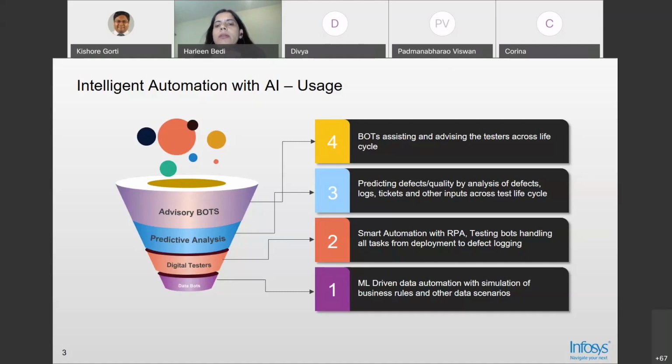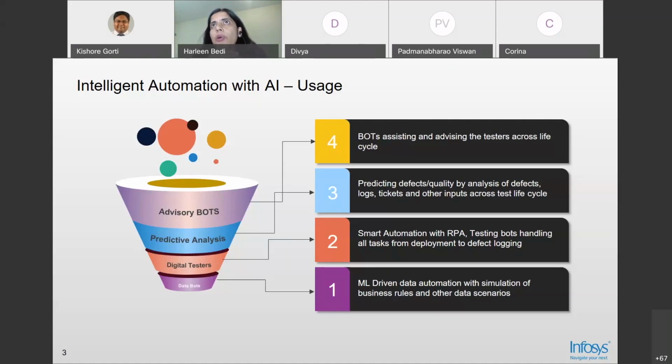So how can some of these RPAs, and RPA also has intelligence built in the latest versions of RPA tools, which they're calling intelligent process automation. So how can we bring all those things together as digital tests? And the third use case which we have seen, and this is one of the most common, is doing predictive analysis, right?